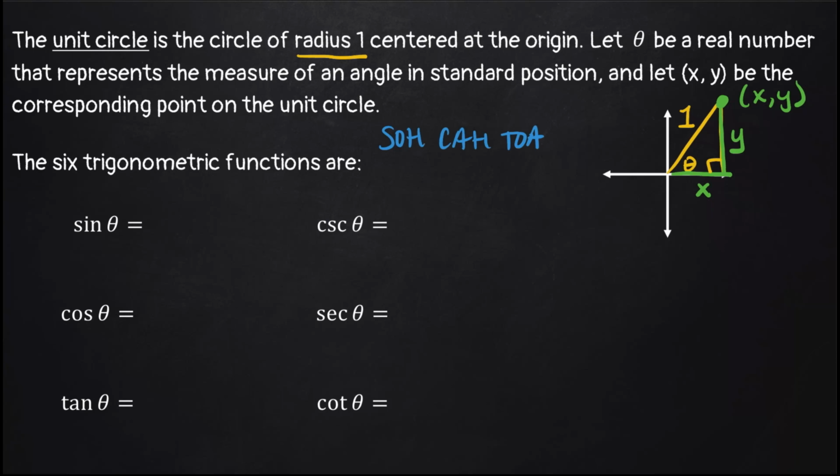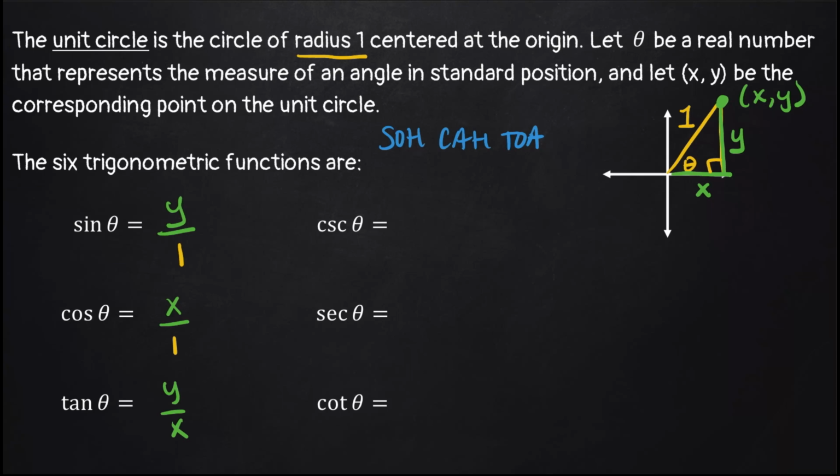Now, in order for us to find our 6 trig functions, we're going to look again at SOH CAH TOA. When we look at this, we have our theta or our angle, and now that we have all 3 sides labeled, we can use SOH CAH TOA. So sine is opposite over hypotenuse, so that is y over 1. Cosine is adjacent over hypotenuse, which is x over 1. And tangent is opposite over adjacent, which is y over x.